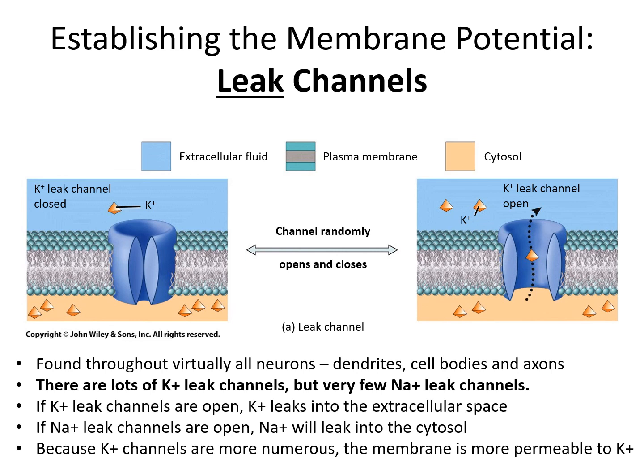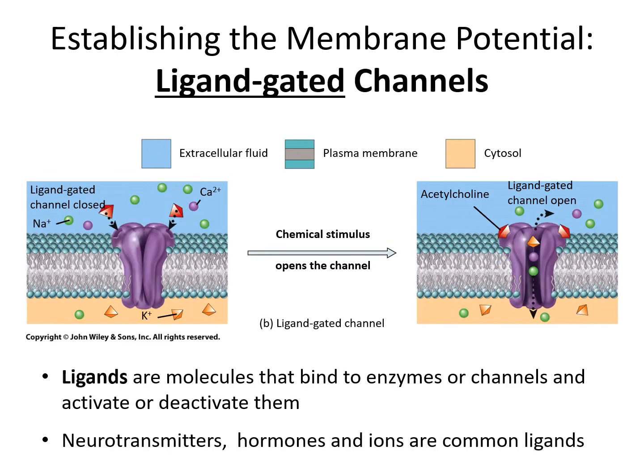Note that these channels can be opened and closed. It's also important to note that the plasma membrane of a neuron has far more potassium channels than it does sodium channels. So the membrane, the plasma membrane, is more permeable to potassium than it is to sodium. Channels that can be opened or closed are referred to as gated channels.